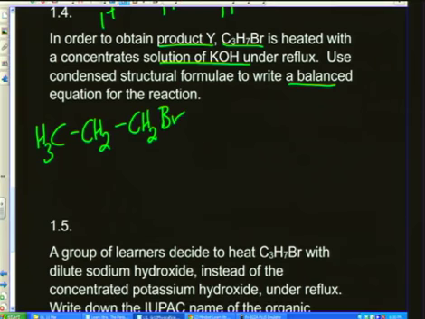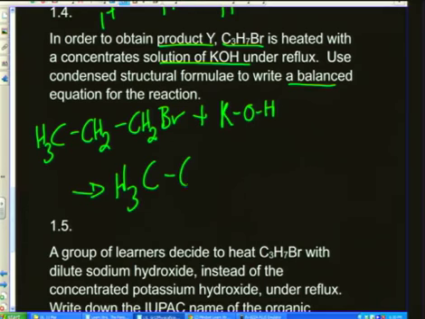CH2Br. Now, when we add in the potassium hydroxide, we're going to show it like that, and do the balanced equation again to balance it.